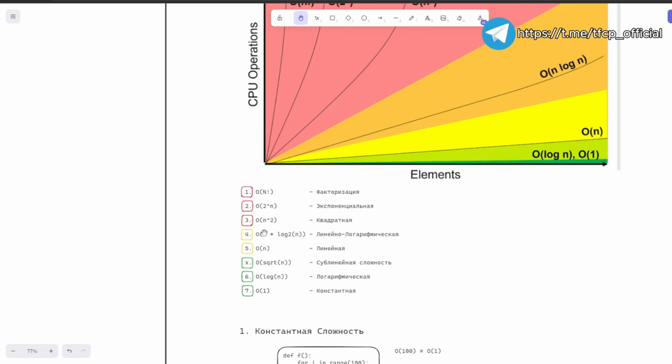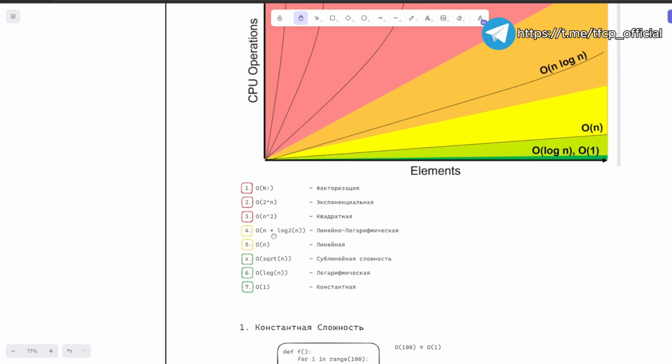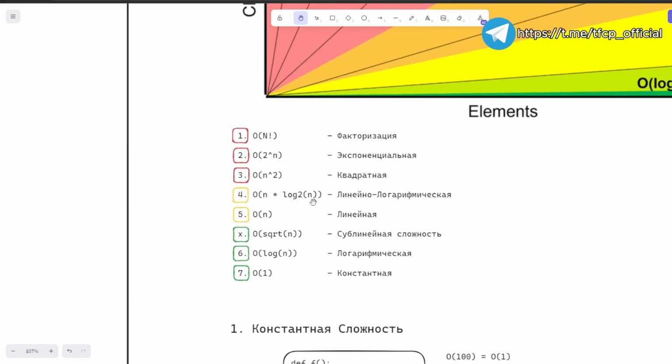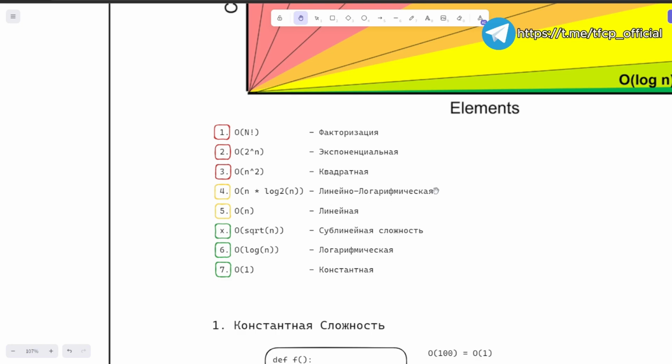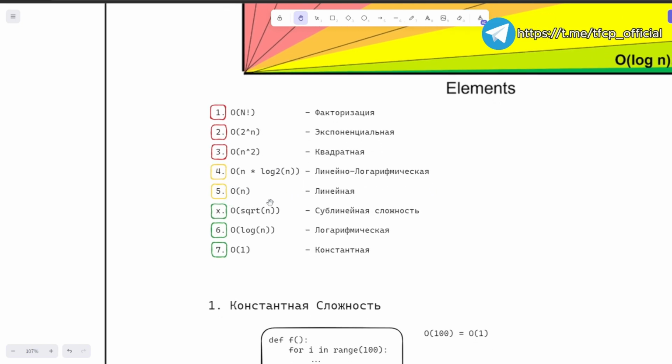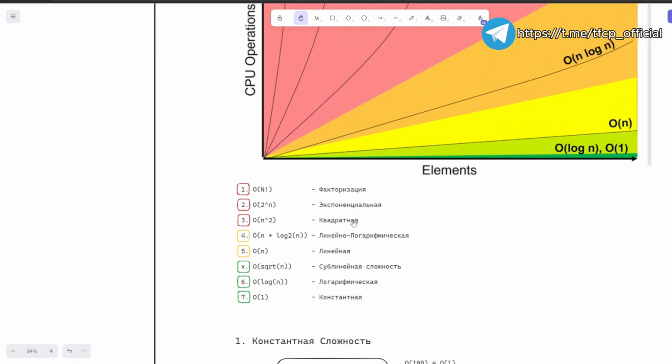What operates with this complexity? Quick sort, for example, it operates with n log n. Then comes linear complexity next, meaning it is already working in a reasonably acceptable time.